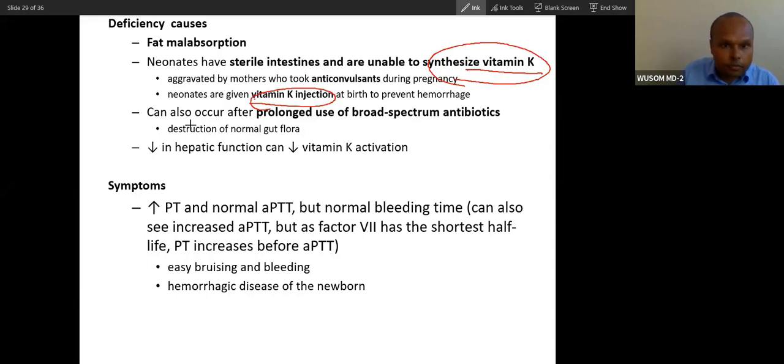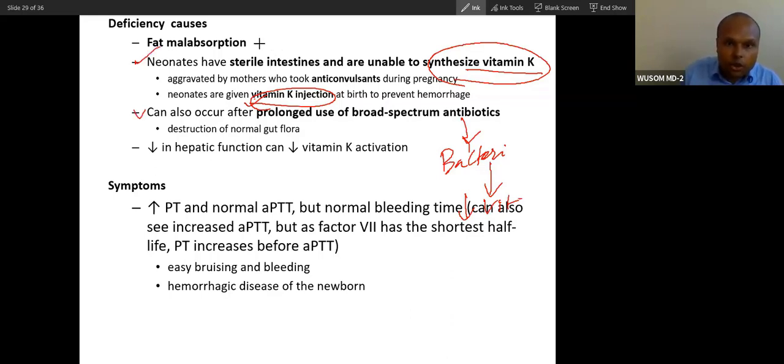And then, this is the most important. Prolonged use of broad spectrum antibiotics can also lead to bacterial death and then vitamin K deficiency. These two are very important functions.